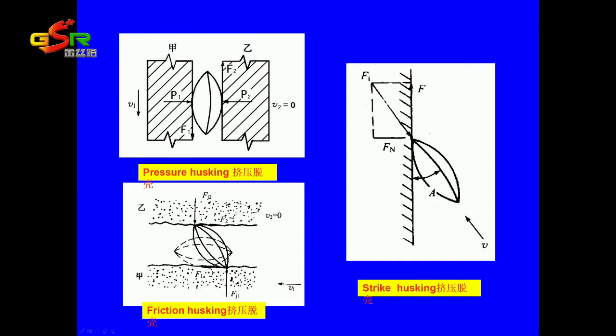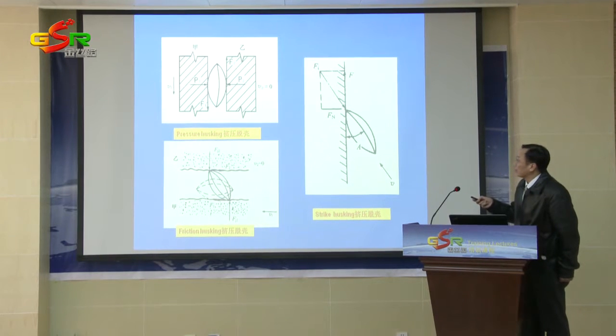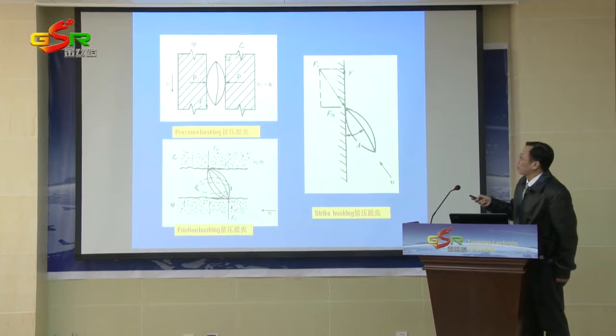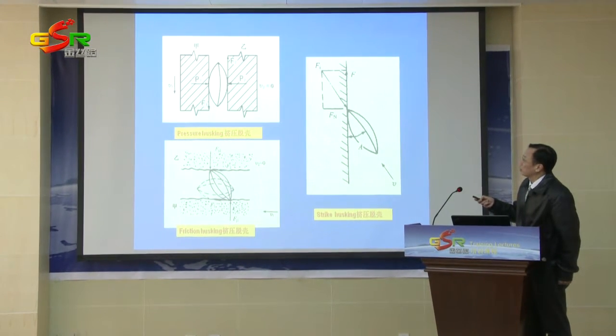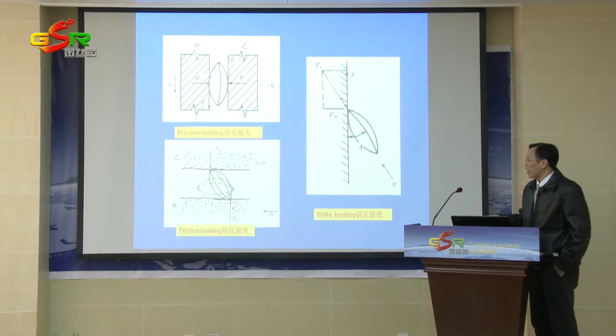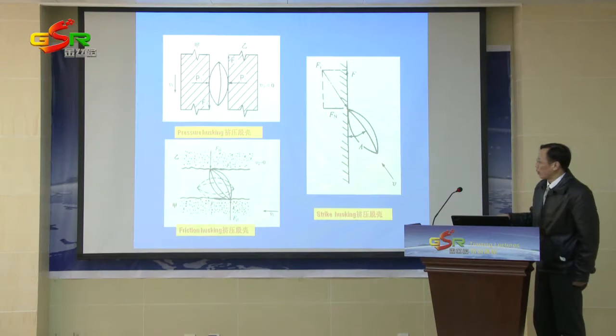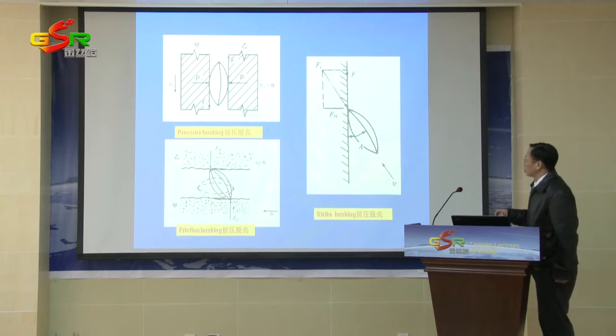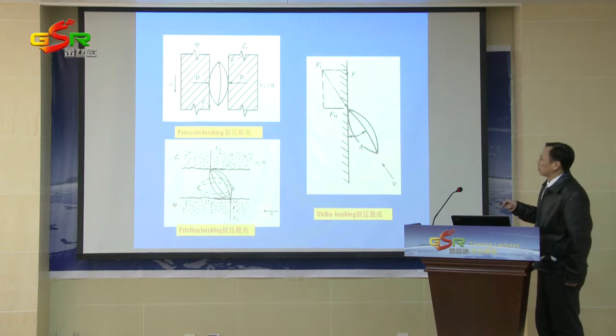And the mechanism has three types. The first is pressure husking, using rubber pressure to remove the husk. We can also use friction to remove the husk. And sometimes we also use striking to husk the hull of the paddy.